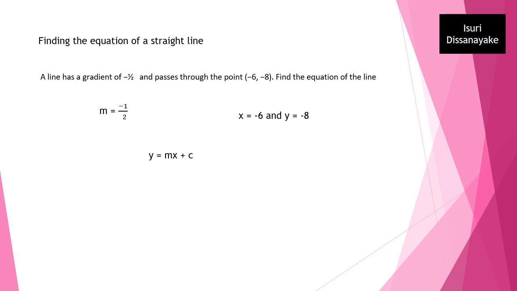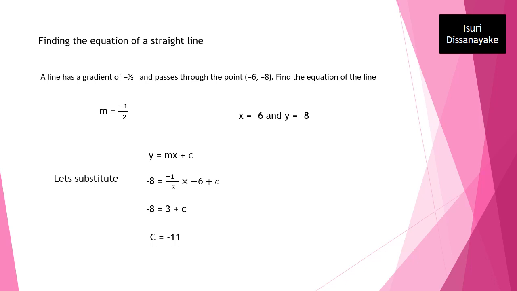So, the equation of a straight line is y equals mx plus c. Now, we are going to substitute the values into the given equation. Y is -8, which is equal to m, which is -12, multiplied by x, which is -6, plus c. We don't know the value of c, so we are going to find what value c is. I simplify and my c is -11.